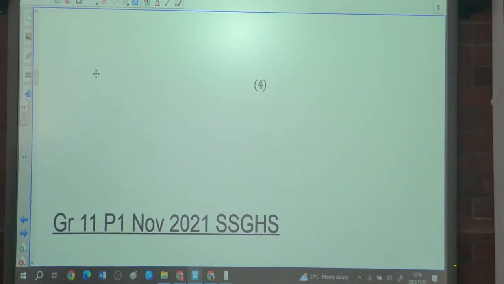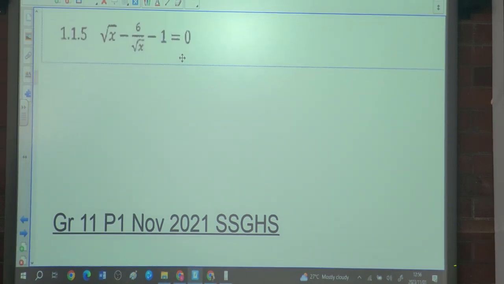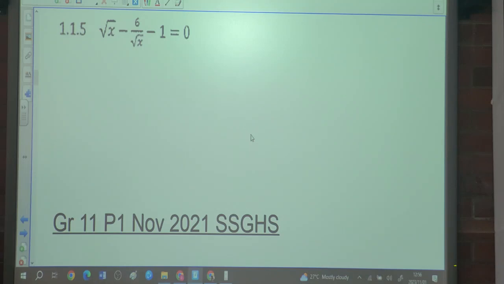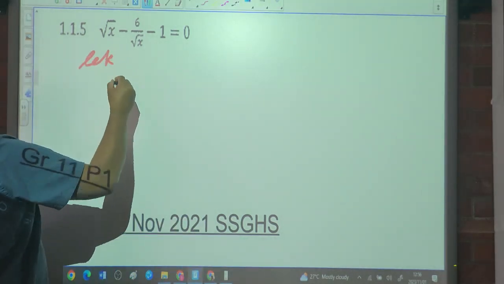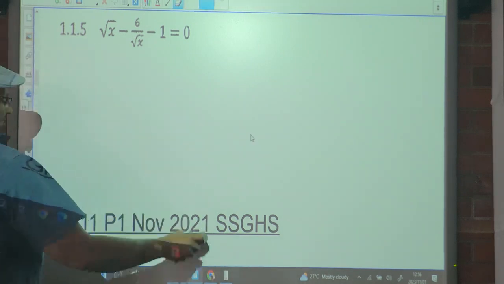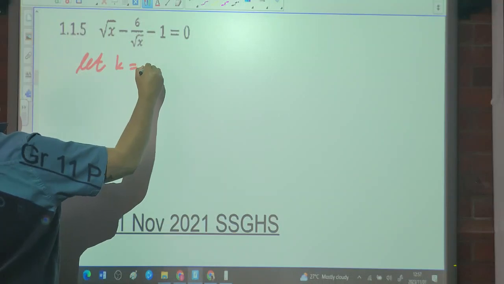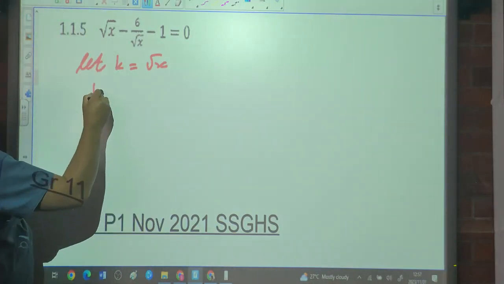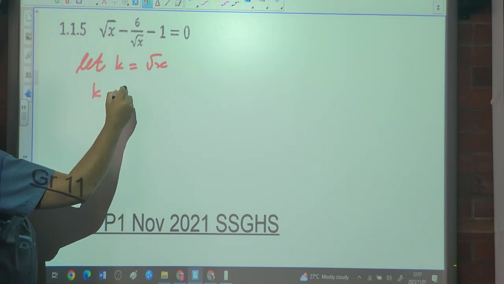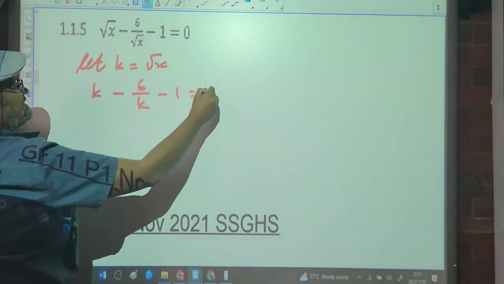Looking at this one here, I will introduce k here. Okay, as you can see, the equation is fairly complex. So what we do is we say let k equal the square root of x. In other words, this would now read k minus 6 over k minus 1 is equal to 0.